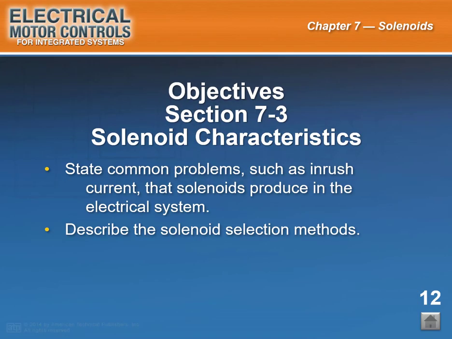End of slide 11. Start of slide 12. Slide caption: Objectives. Section 7-3. Solenoid characteristics. By the end of this PowerPoint, you should be able to state common problems such as inrush current that solenoids produce in the electrical system. Describe the solenoid selection methods.